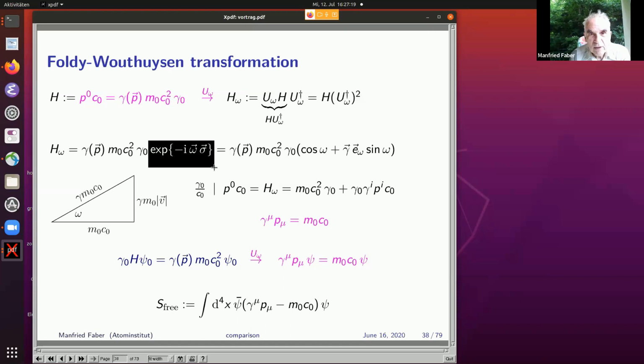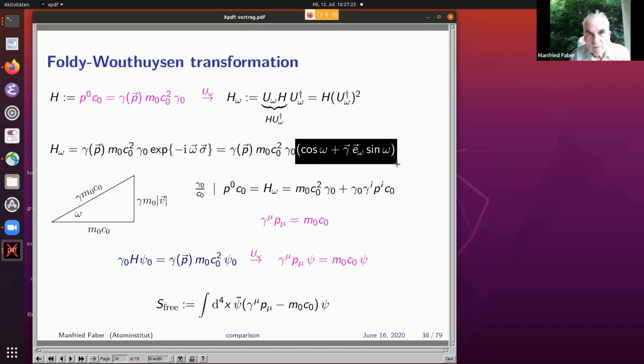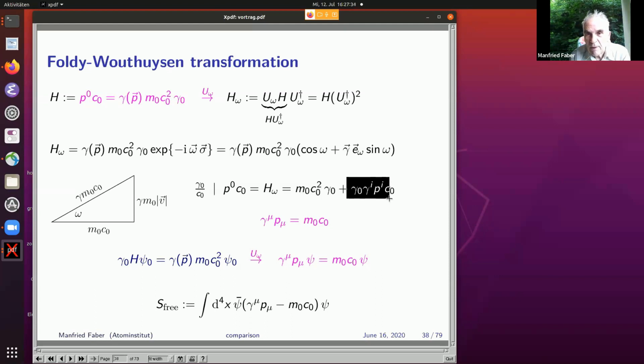This is this exponential here. And this, of course, is cosine omega plus gamma e omega sine omega. And you see now that the h omega goes simply to this term m0 c0 times gamma 0 plus gamma 0 gamma I pi c0. And this looks now as the Hamiltonian of the Dirac equation.